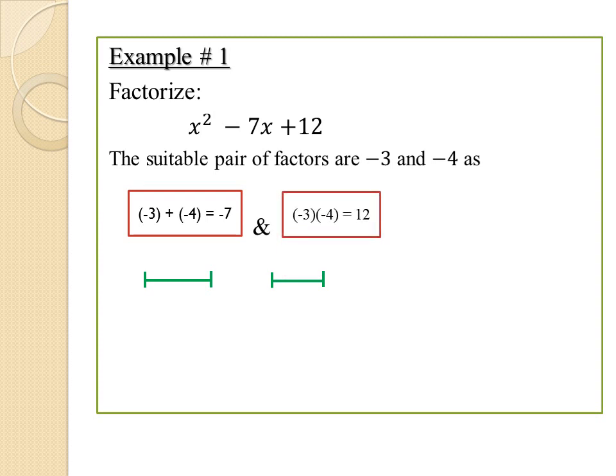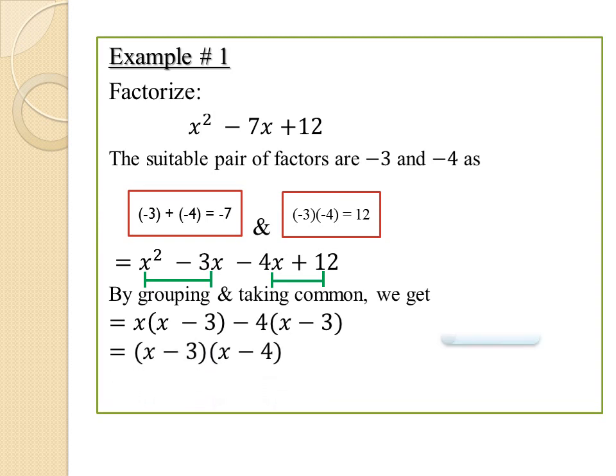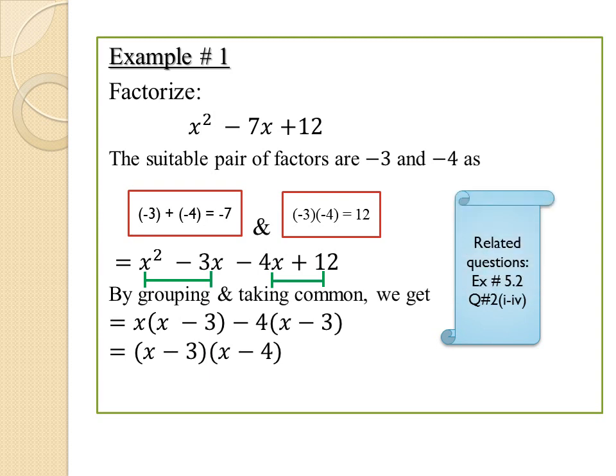So replacing minus 7x with minus 3x and minus 4x, and by grouping and taking common, we get x into x minus 3 minus 4 into x minus 3. Solving it, we will get x minus 3 into x minus 4. The questions related to this type are question number 2, parts 1 to 4 of exercise 5.2.